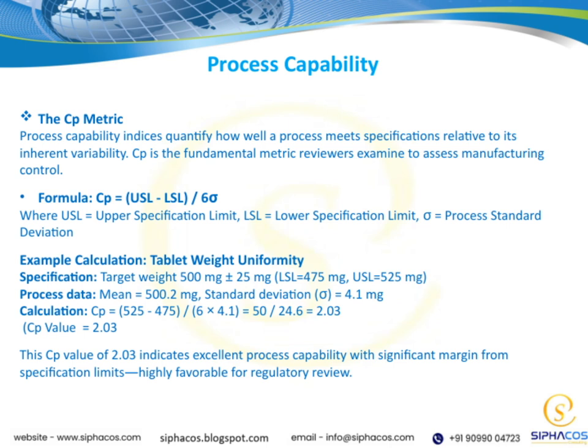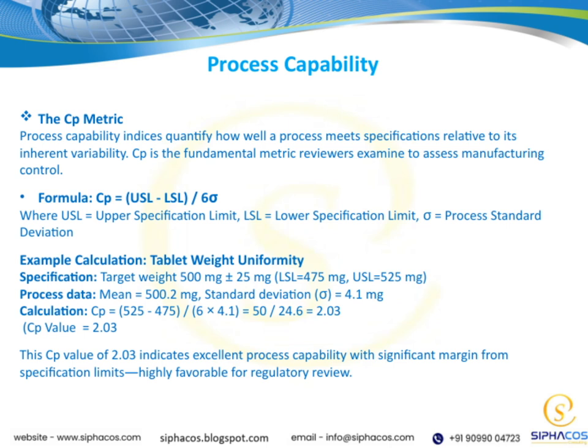Now, what does a CP of 2.03 tell us? It indicates an excellent process capability, with a large margin between the process variation and the specification limits. This kind of margin is highly favorable, especially when it comes to regulatory review, because it suggests the process is well controlled and consistently produces within specifications. So, understanding and calculating CP helps us confidently assess how capable our processes are and ensures we maintain high quality standards throughout manufacturing.